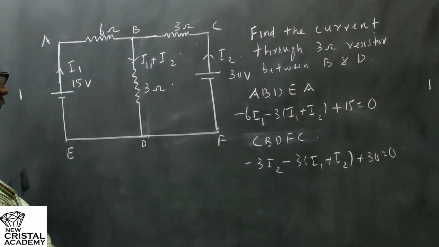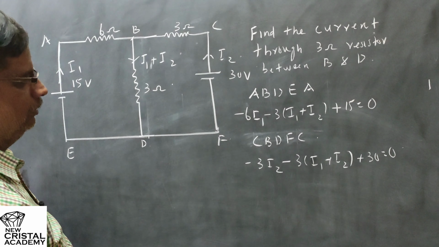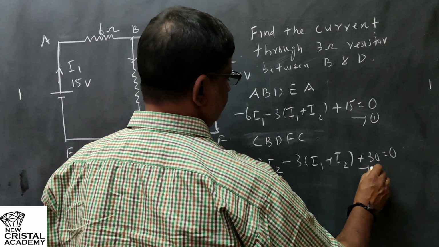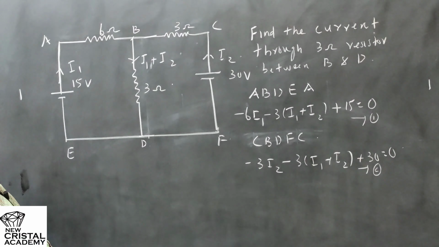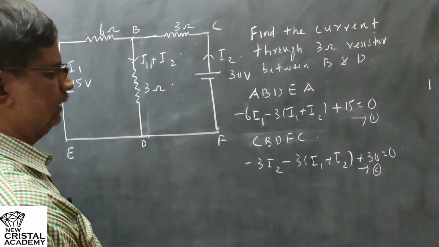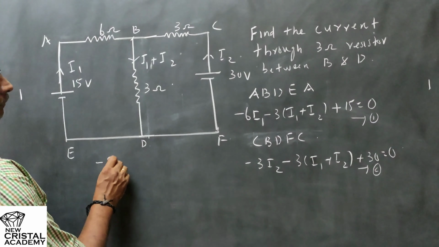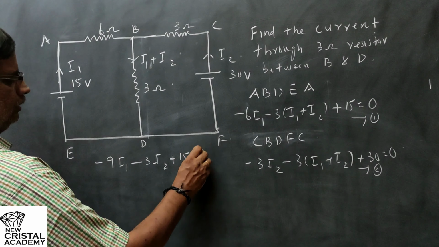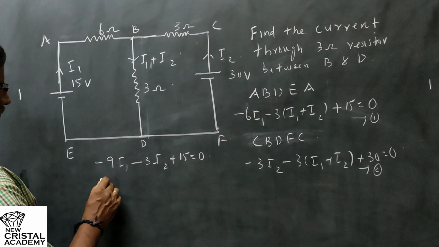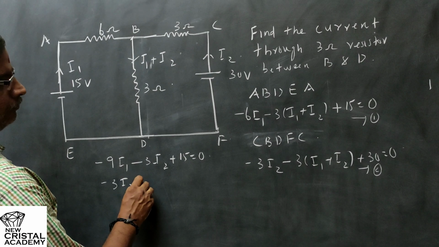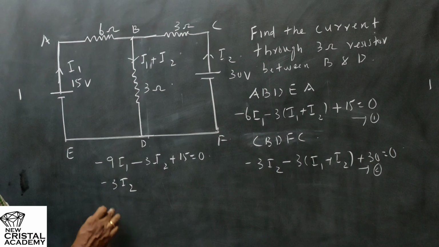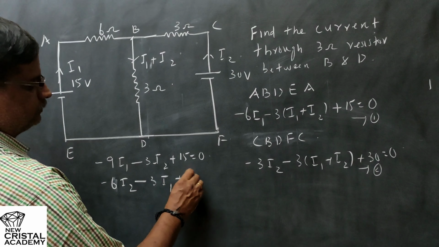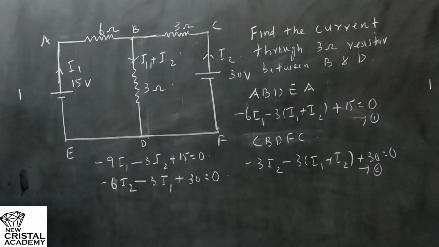So I have two equations for the two loops. This is my equation number 1 and this is my equation number 2. Then I have to open the brackets and simplify. What I get will be minus 9I1 minus 3I2 plus 15 equal to 0, and the second equation will be minus 3I2 minus 3I2, so minus 6I2 minus 3I1 plus 30 equal to 0. That is my second equation.